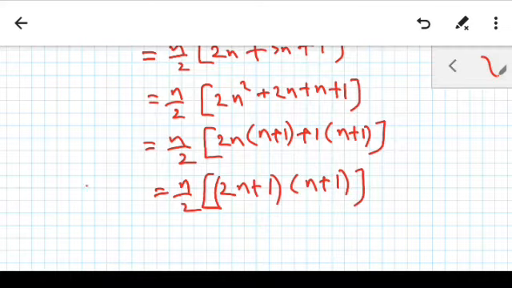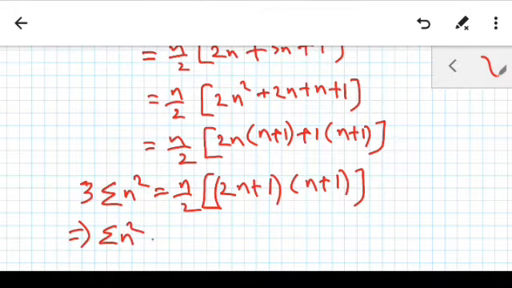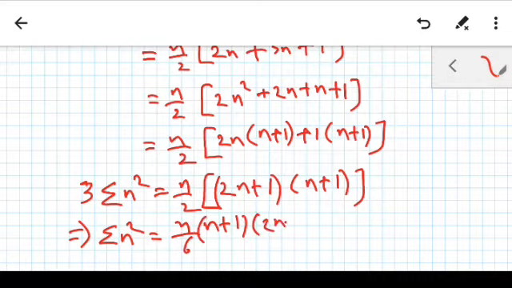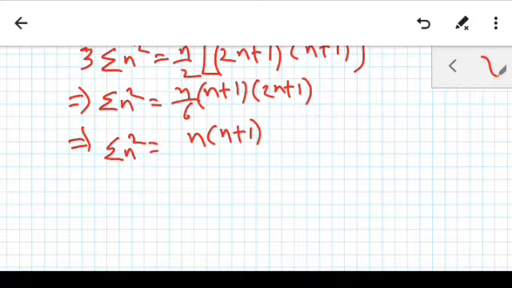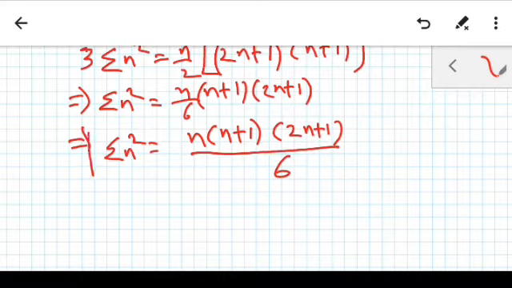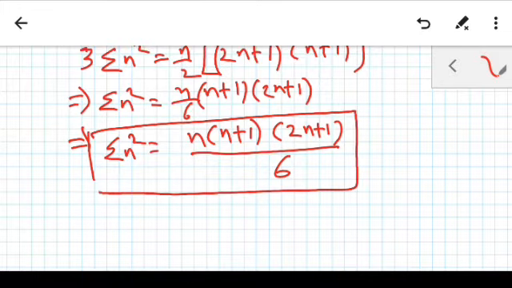If it is so, this is the value of 3 summation of n square. So if I find summation of n square, it is equal to n by 6 whole into n plus 1 whole into 2n plus 1. In general, I can write it as the formula: summation of n square is equal to n whole into n plus 1 whole into 2n plus 1 divided by 6. So this is my derivation of the formula.